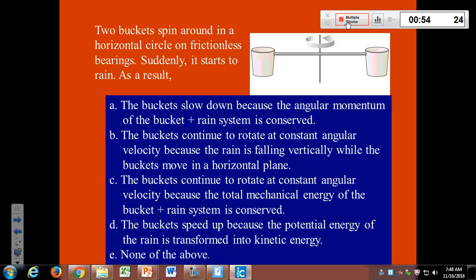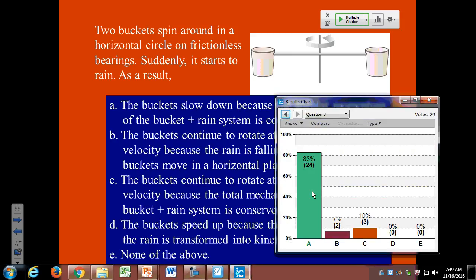Ask your neighbor what they think. All right, I'll stop at 115, 115. Okay, good. A is right.